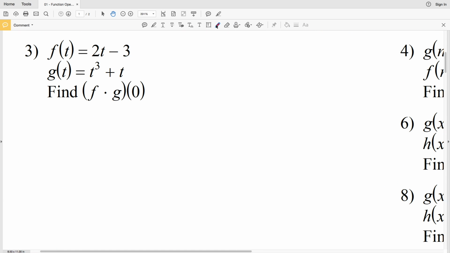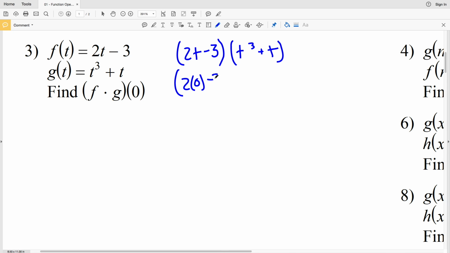Now for number 3, we're going to be multiplying f and g and evaluating that when t is 0. So f of t times g of t is going to be 2t minus 3 times t cubed plus t. Now I'll go ahead and enter in 0. So we'll have 2 times 0 minus 3 times 0 cubed plus 0.